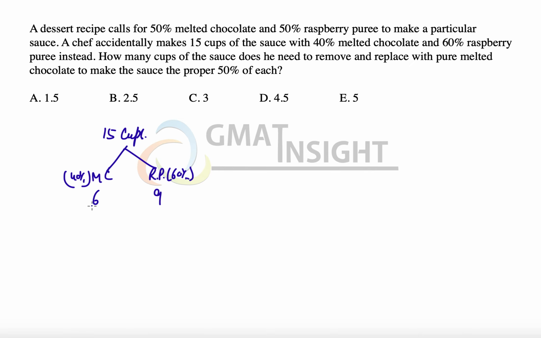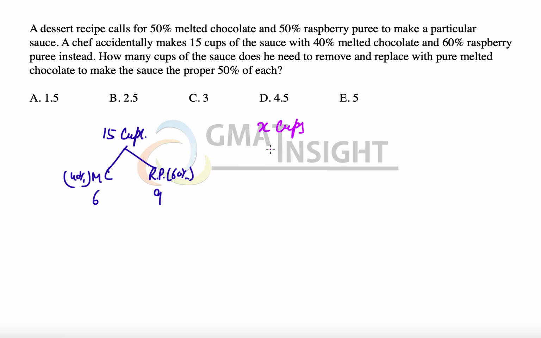So he has 6 cups of melted chocolate and 9 cups of raspberry puree, while we needed 50% of each one of them. How many cups of sauce does he need to remove and replace with pure melted chocolate? Now this question is about the removal and the replacement. So let's assume that he took X cups out of it.